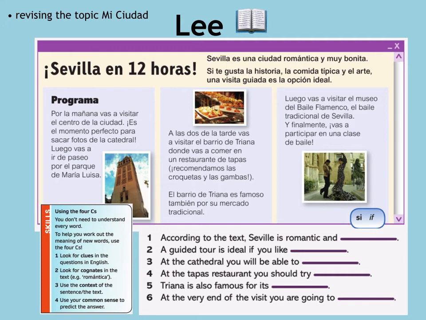Number 4, use your common sense, okay? So if you're really, really stuck, just predict the answer. Just guess, because often guesses will save you bacon, okay? Right, pause the recording to give yourself time to do this. Good luck.